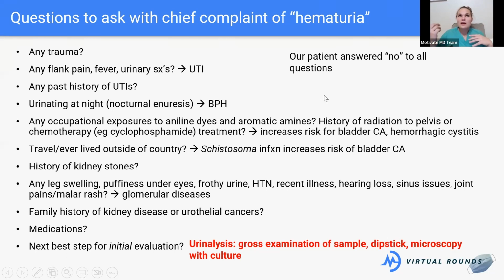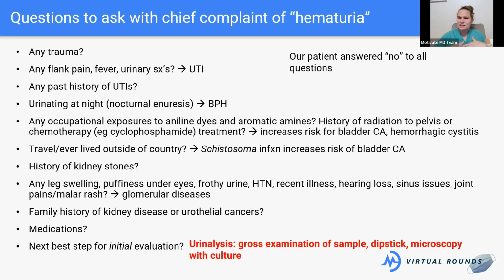And microscopy is when we spin down the sample and it separates into the certain cells. And so you can see how many cells are within the specimen. So for example, how many red blood cells, or if there are any white blood cells, how many of those. Additionally, you could throw in a culture if you are concerned that this patient has an infection.